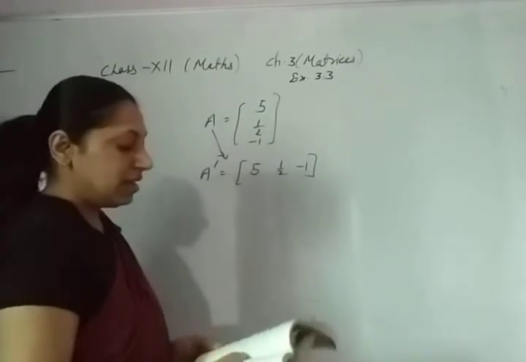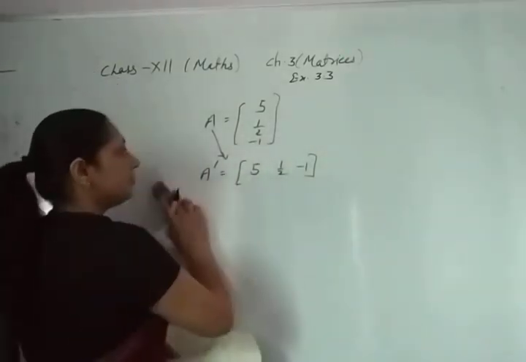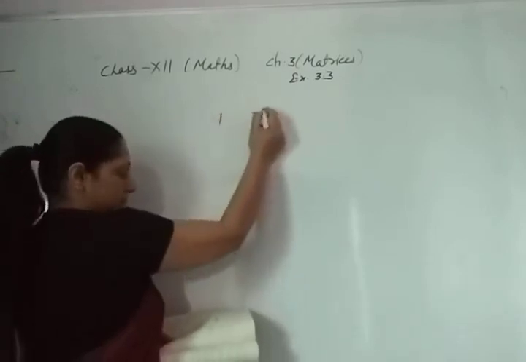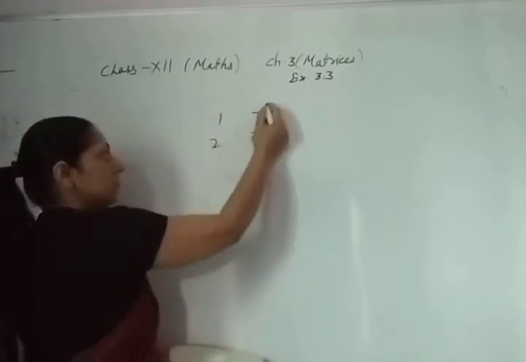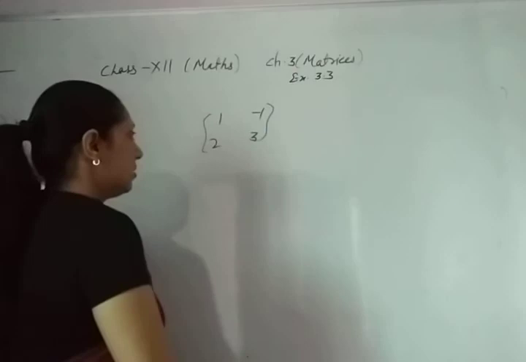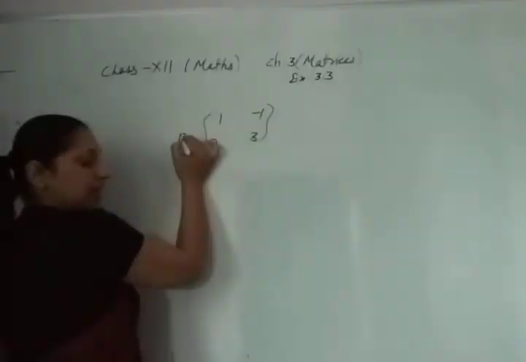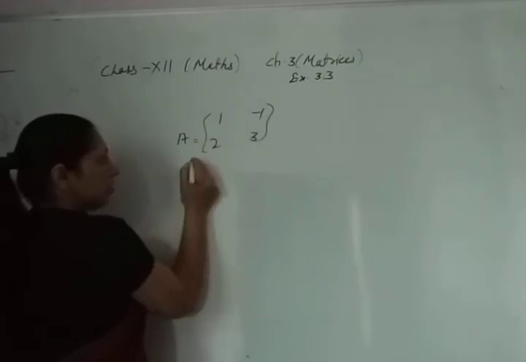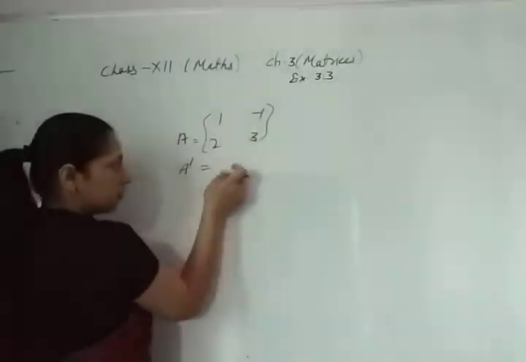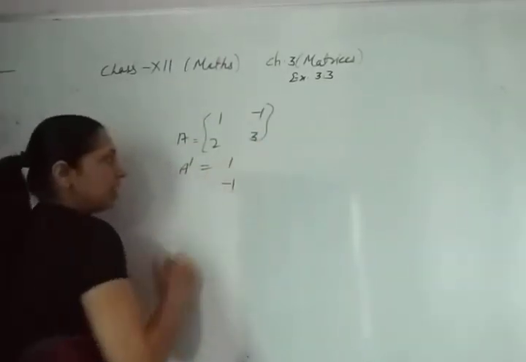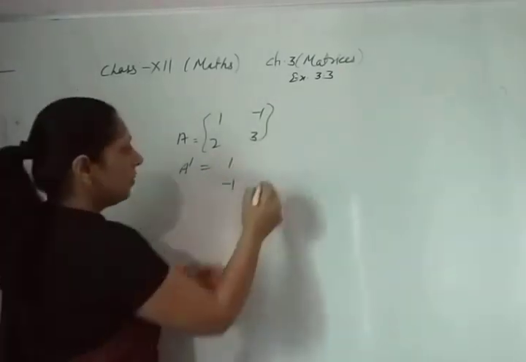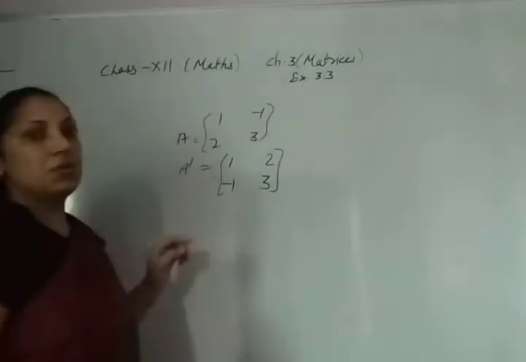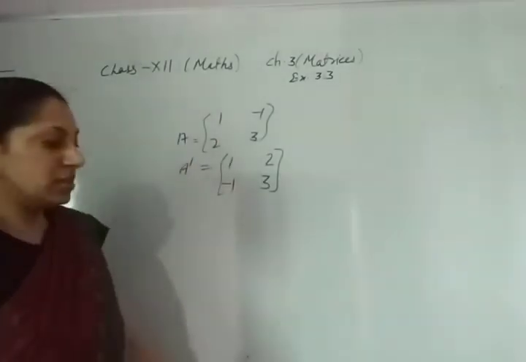Now the second part, 1 minus 1, 2, 3. Suppose I am denoting it by matrix A. Then A transpose is equal to first row, first column, 1 minus 1, second row, second column, 2 and 3. So this is our transpose of this matrix.